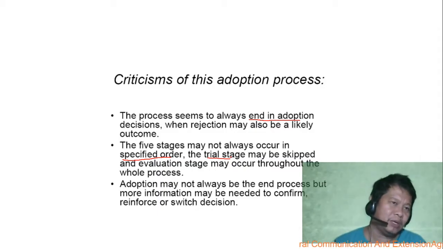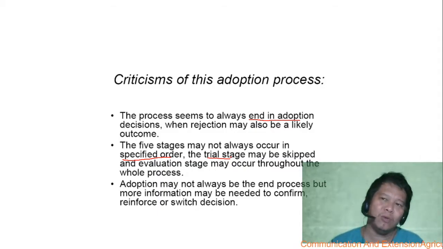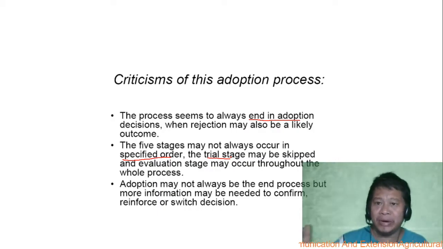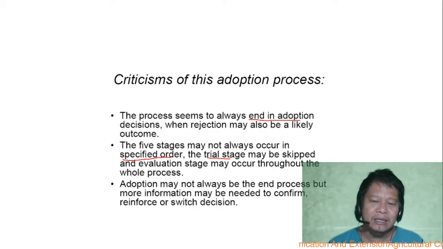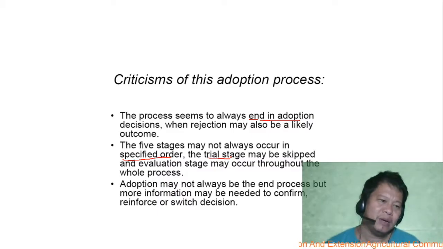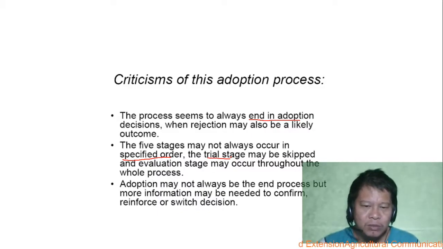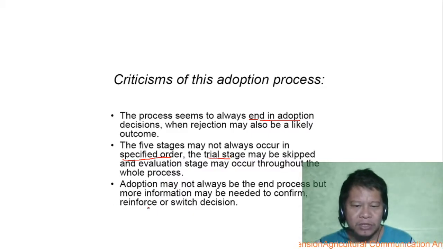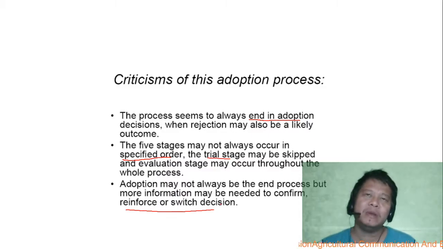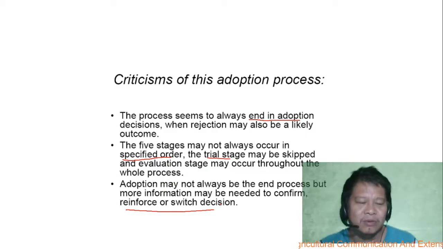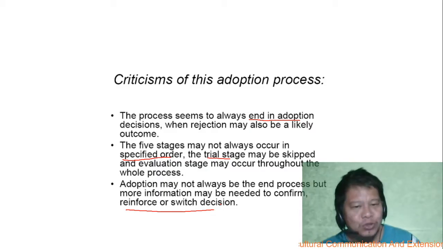But because our resources and money are lacking, we are not risk takers. Some persons are risk takers: some gamble, others do not. If someone is a risk taker, he is willing to gamble, and if it does not turn out well, he loses. Adoption may not always be the end of the process, but more information may be needed to confirm, reinforce, or switch a decision. So after the trial stage, he does not decide right away, but asks others and does more research, so that his decision is sure.